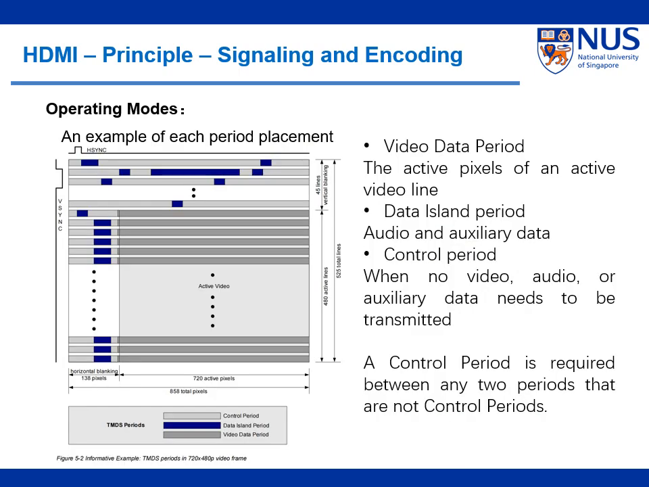The HDMI link operates in one of 3 modes: video data period, data island period, and control period. During the video data period, the active pixels of an active video line are transmitted. During the data island period, audio and auxiliary data are transmitted using a series of packets. The control period is used when no video, audio, or auxiliary data needs to be transmitted. A control period is required between any 2 periods that are not control periods.